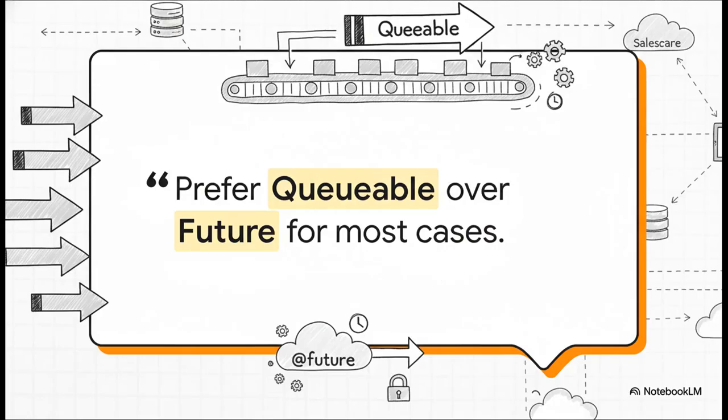So this all leads to a very clear best practice. For pretty much any new work you're doing, you should prefer Queueable over Future for most cases. It's just better. It gives you more power, more control, more insight into what's happening. Honestly, you should really only be using @future methods these days if you're working on some old code or for the absolute most basic fire and forget tasks.